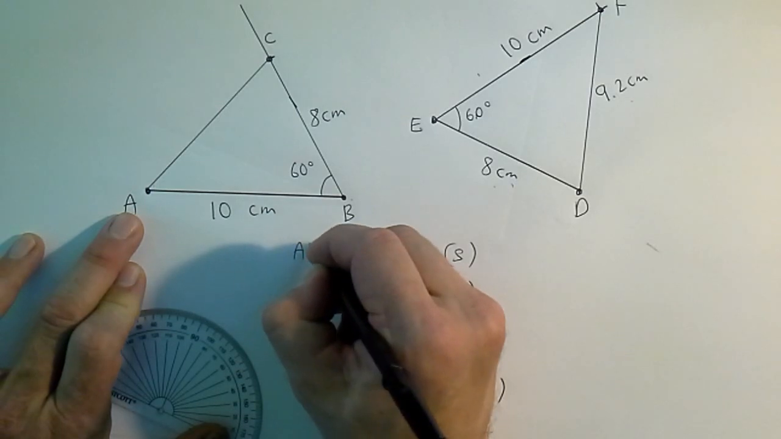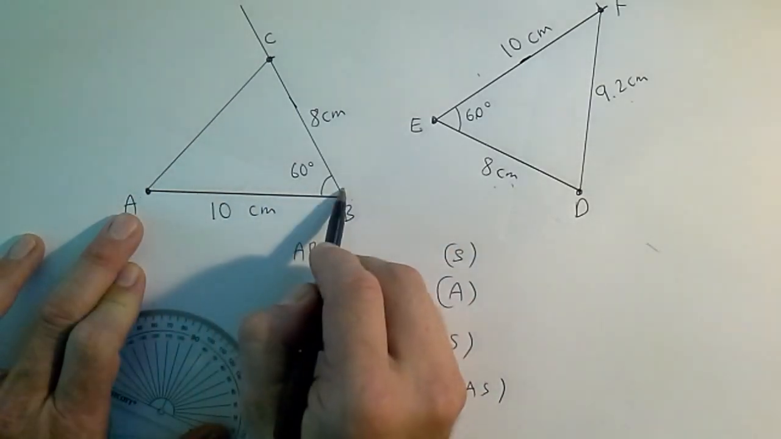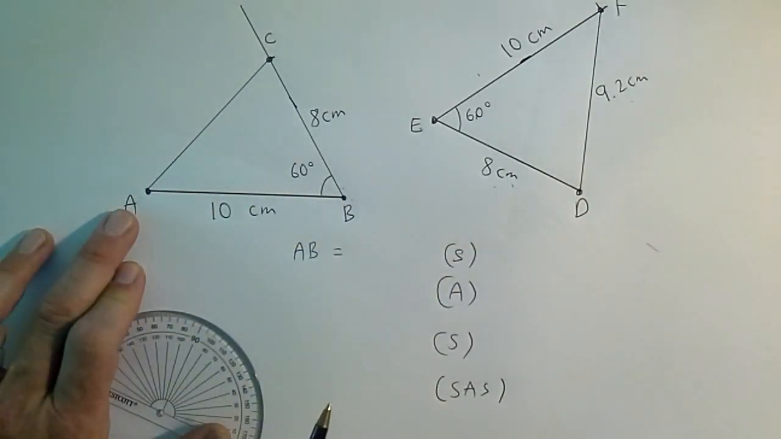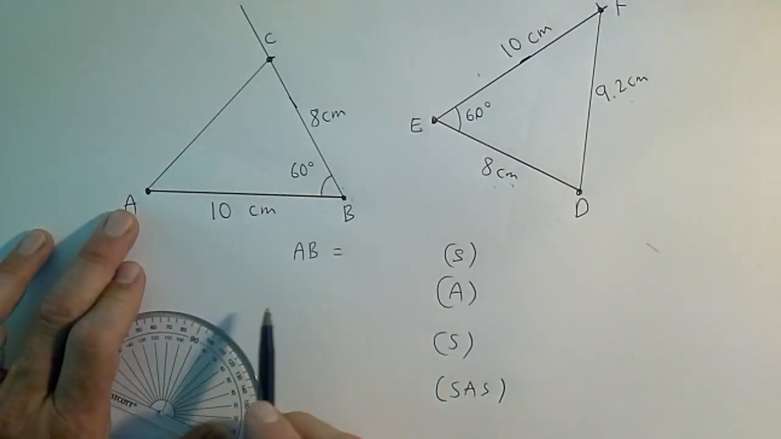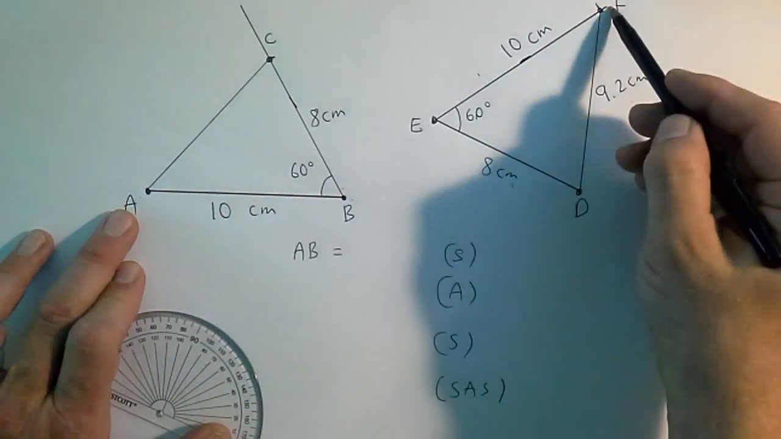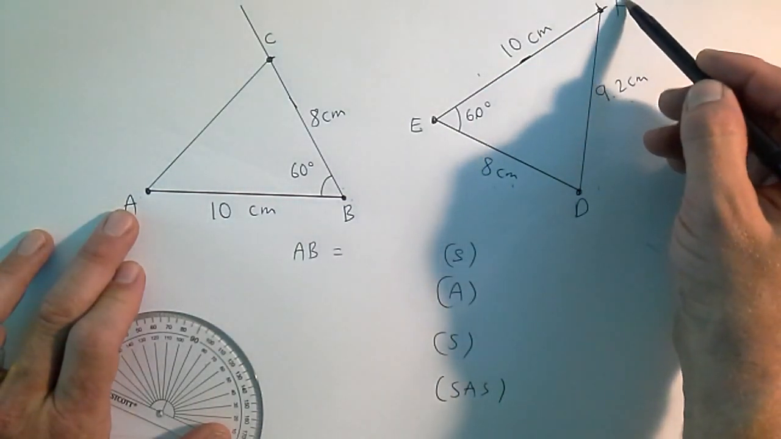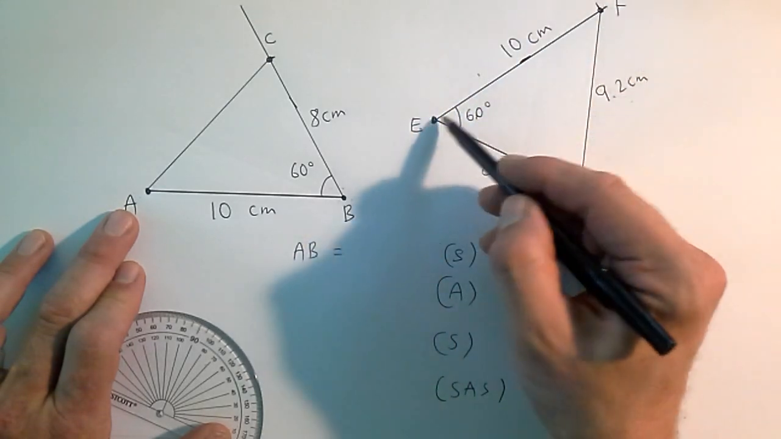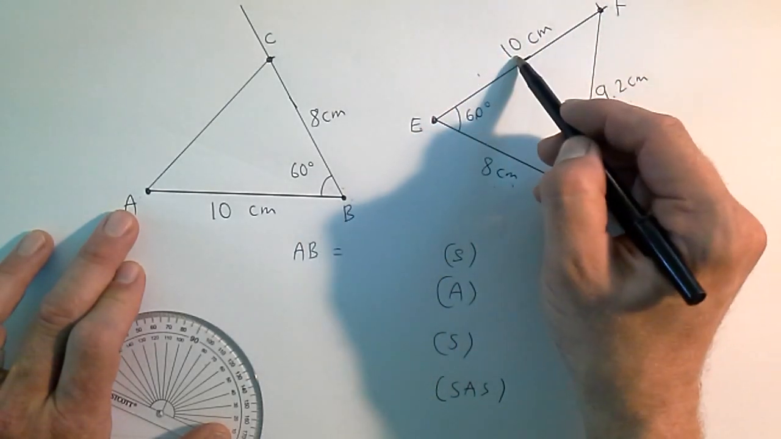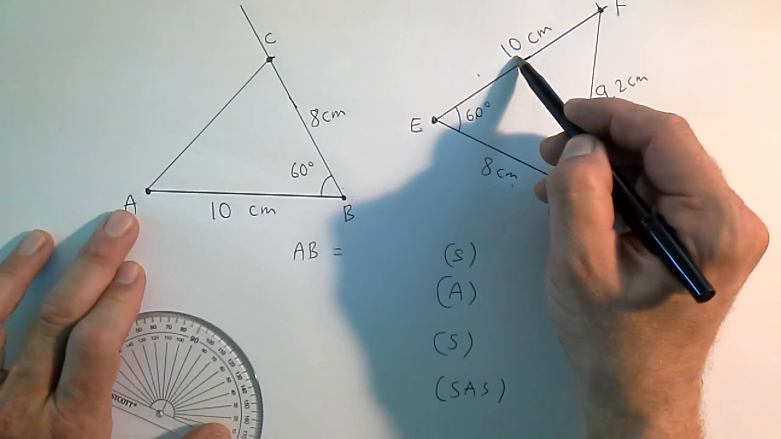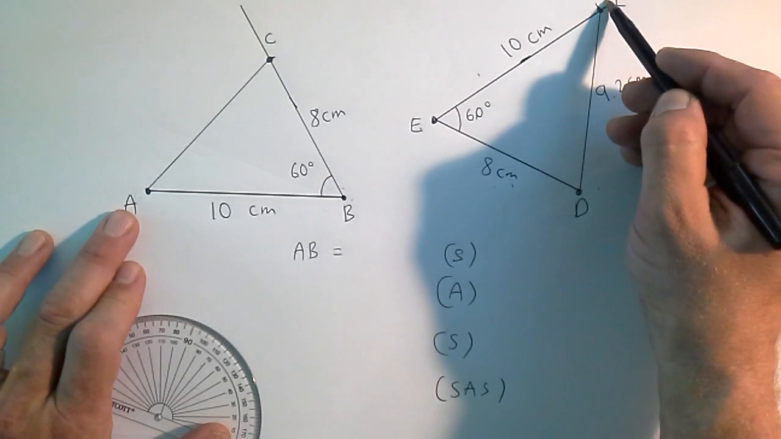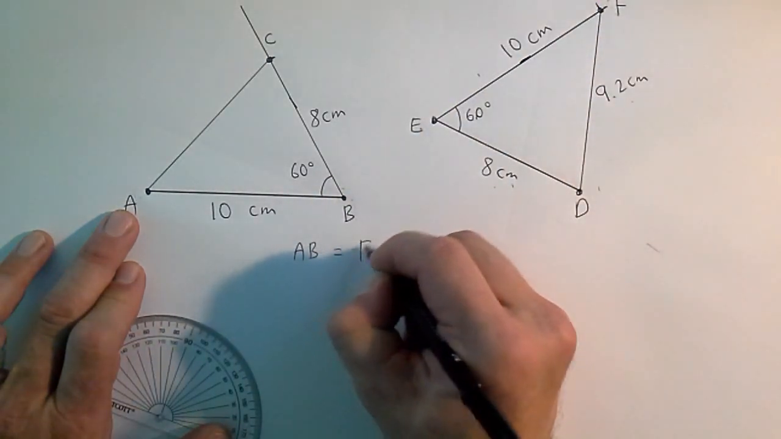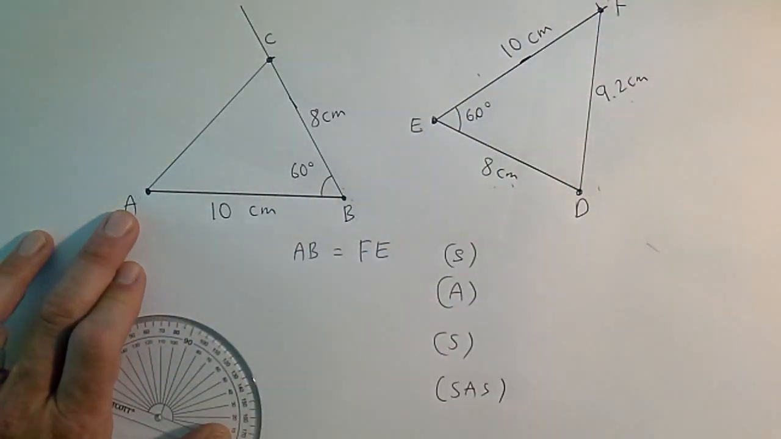So AB from my left triangle is equal to which side on my right triangle? Put your hand up if you know. AB is equal to which side? Yes. DF. DF is 9.2. EF. Now, yes, it is equal to EF as 10 centimeters, but that's not the right way to write it down. Why not? AB, EF. How should we write it down? Not EF, but FE. Why does it matter?